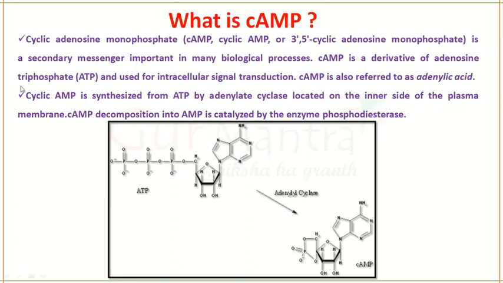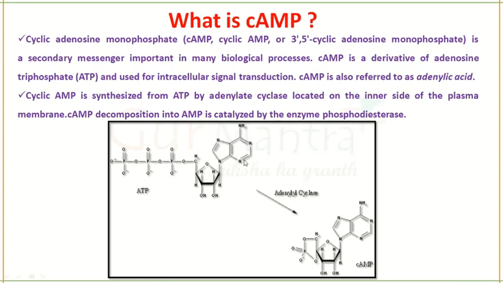Regarding cyclic AMP decomposition, after the work of cyclic AMP has been done, it has to be brought back to its original state, which means there should be deactivation of cyclic AMP, or decomposition of cyclic AMP to normal 5'-AMP. That is done by the enzyme phosphodiesterase. So phosphodiesterase is an enzyme that will convert your cyclic AMP to 5'-AMP, or just AMP.